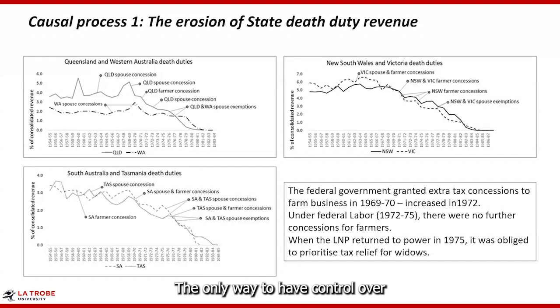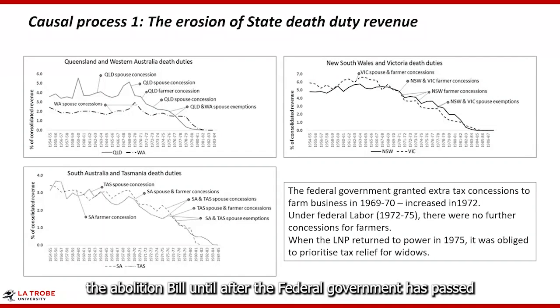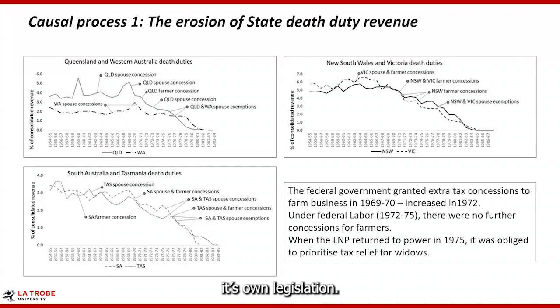The only way to have control over the upper house was to govern in coalition with the Country Party. The Country Party then coerced Charles Court into agreeing to abolish the death taxes as a condition of maintaining the coalition. This had nothing to do with fear of capital flight to Queensland. But do note that Court didn't raise the abolition bill until after the federal government had passed its own legislation.